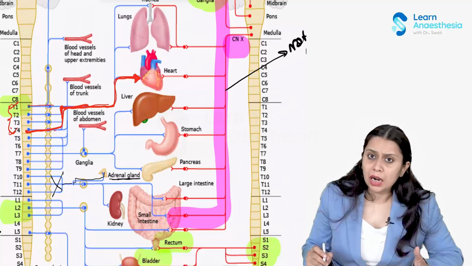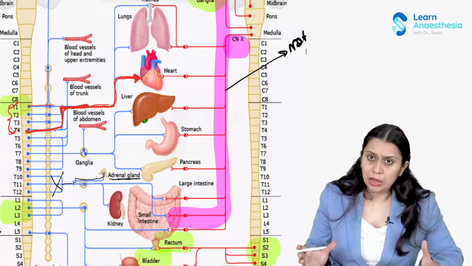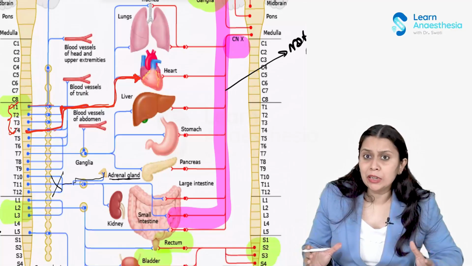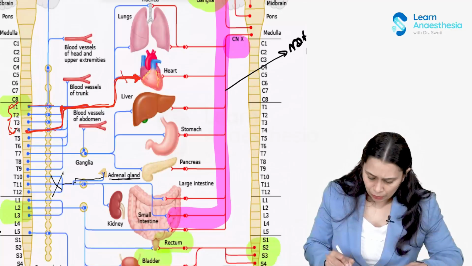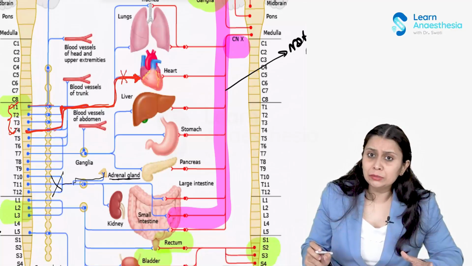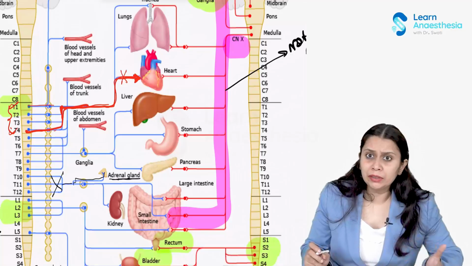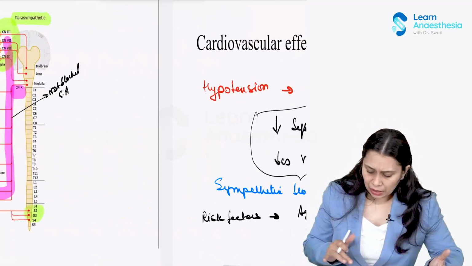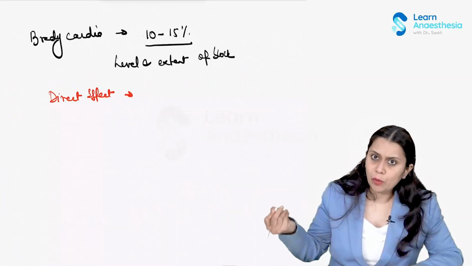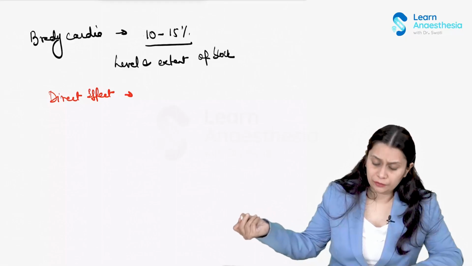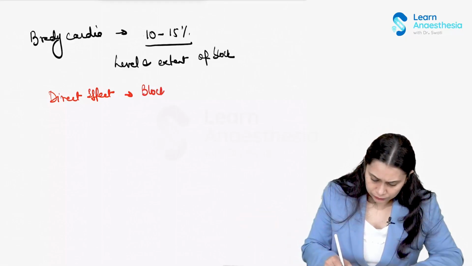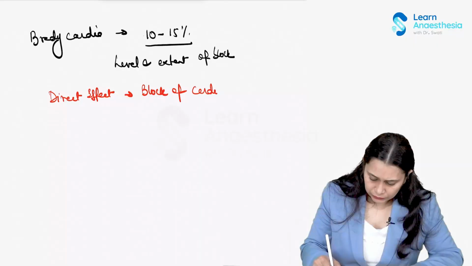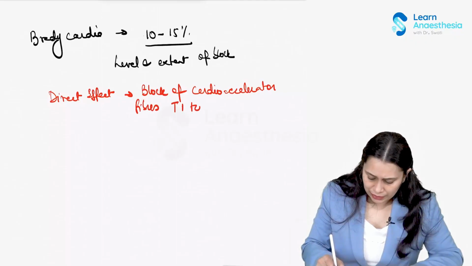They maintain the heart rate in synchrony with the parasympathetic nervous system. When they are blocked and parasympathetic overdrive happens, the heart rate decreases because of unopposed parasympathetic nervous system activity. So direct effect: block of the cardioaccelerator sympathetic fibers, right? From T1 to T4 is their origin.